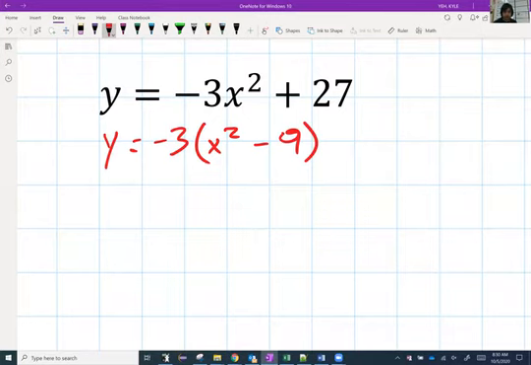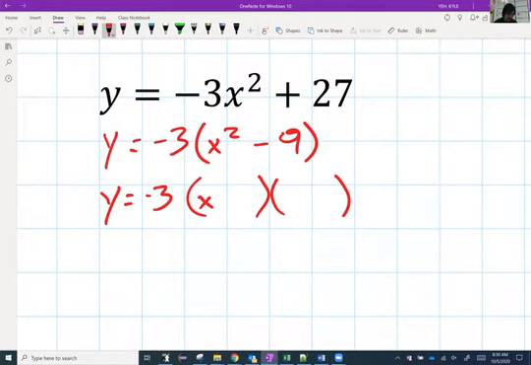So how does the negative 3 play a part in this? It's just going to come along for the ride. We're just going to factor the inside of those parentheses. Negative 3 is just going to come along for the ride. y equals negative 3. I need to factor that next part. So I'm going to set up my binomials. I'm going to put x and x because it was just 1x squared.